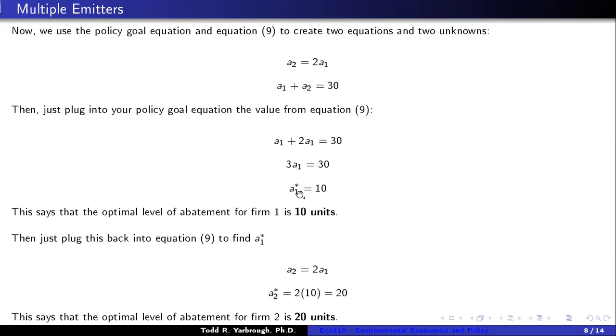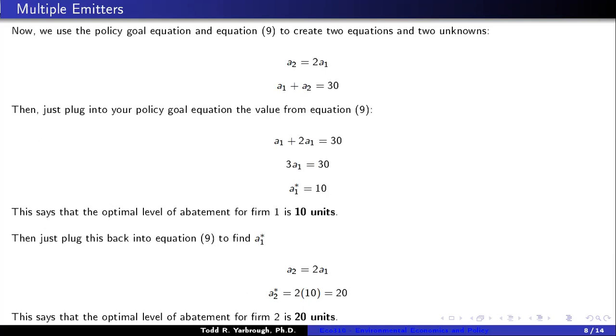Then we can just take this value and plug it into either the policy goal equation or back into equation 9. It doesn't matter. Both of them will give us the same answer. And when we do that, we get that A2 star, the optimal level of abatement for firm 2, is equal to 20 units. So we can see that firm 1 should abate 10 units and firm 2 should abate 20 units.